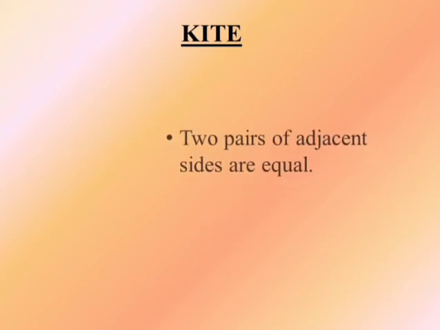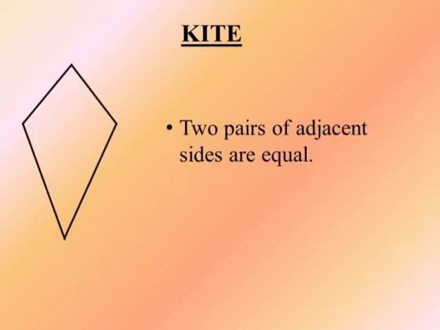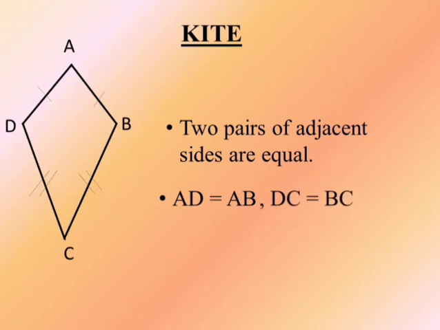Now here we have a kite. A kite is a quadrilateral wherein the two pairs of adjacent sides are equal. Now consider a quadrilateral ABCD. Here we have AD is equal to AB and DC is equal to BC. And as the name goes, the kite resembles the shape of a kite.